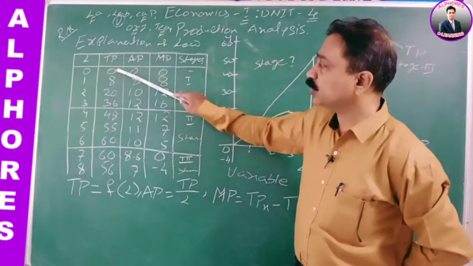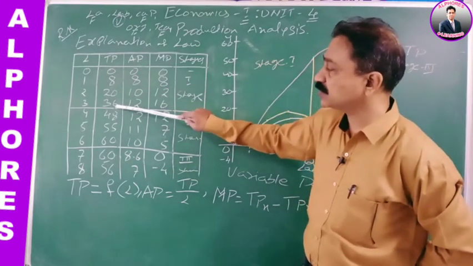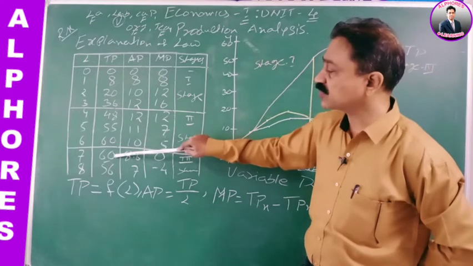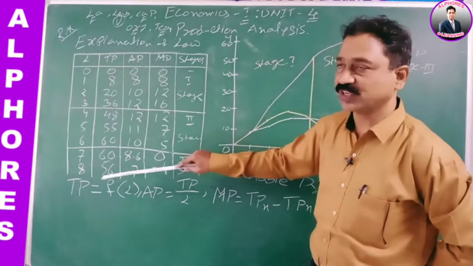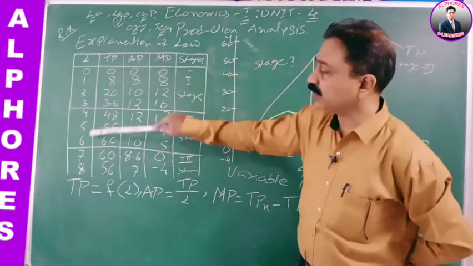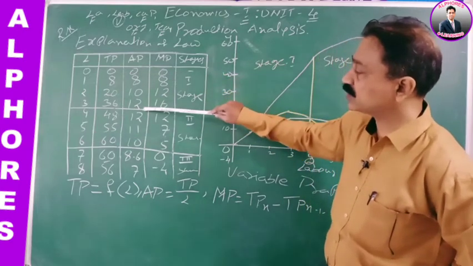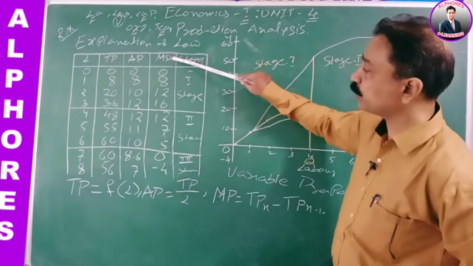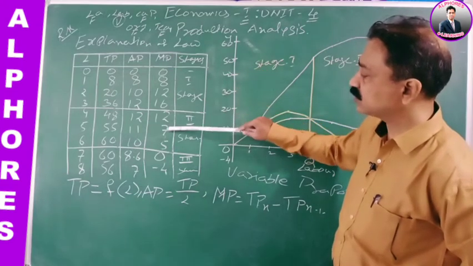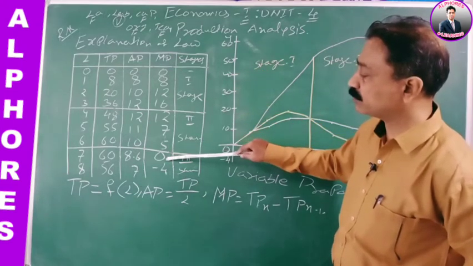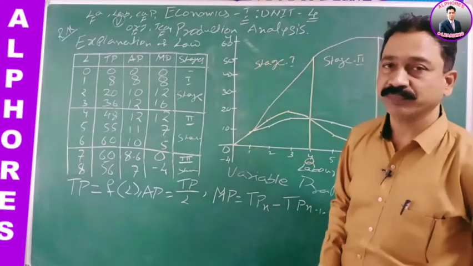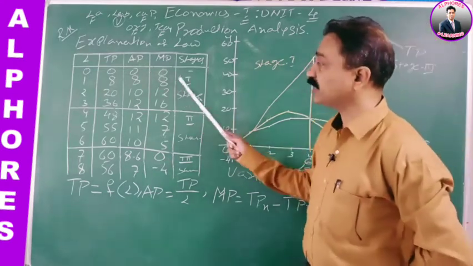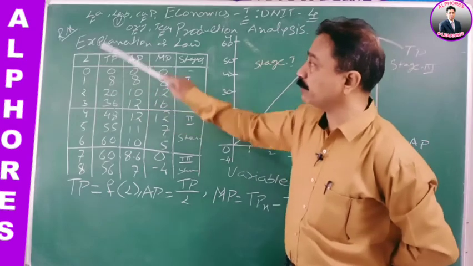So total product, along with the labor, first increases, becomes constant in the second stage, and in the third stage starts decreasing. Average product, as the labor increases, first increases, becomes constant, then keeps decreasing. Marginal product first increases, then starts decreasing, and in the third stage becomes 0 and negative. These are the different reflections of the increasing labor.